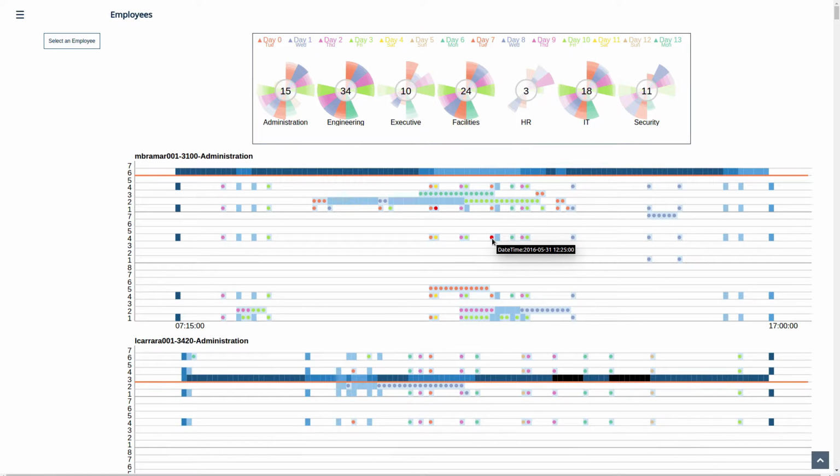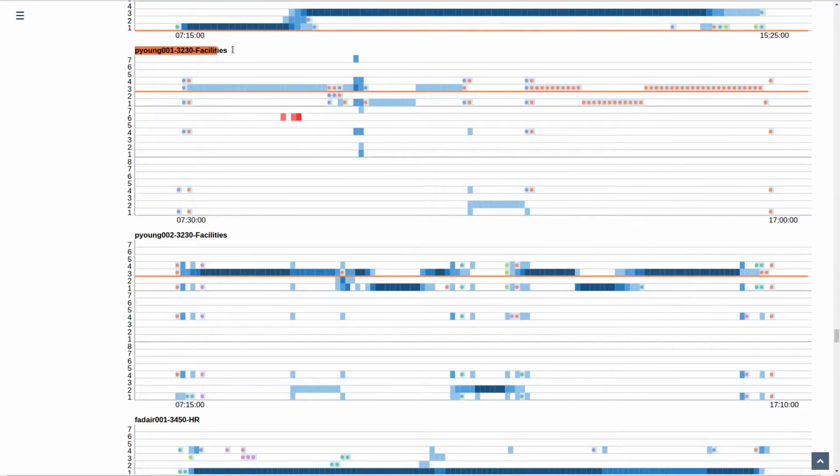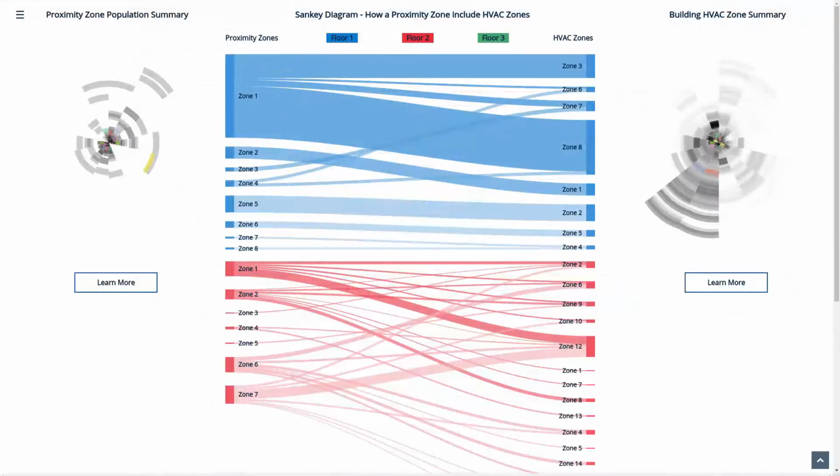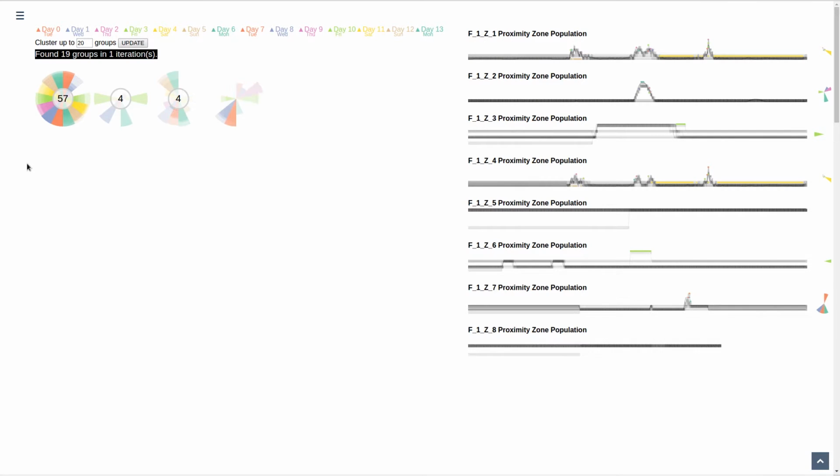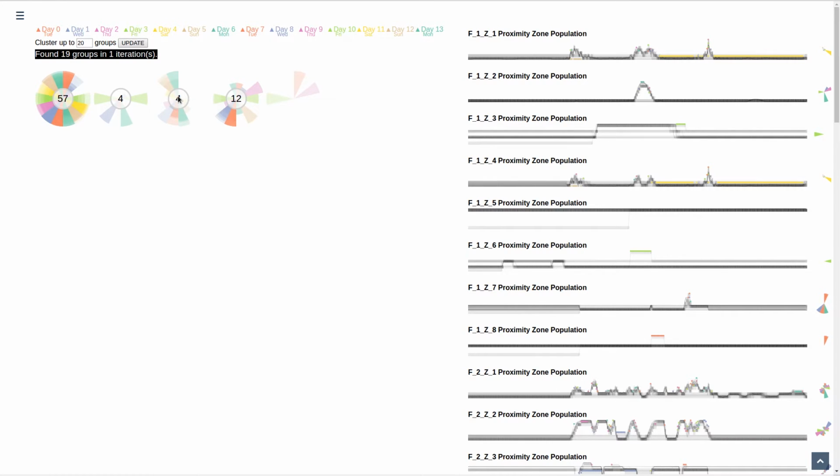If the employee only stays at the zone once, it will be marked as a dot, namely a major outlier. The data of the same employee using 2 different proximity cards are combined. The graph can easily show if 2 proximity cards belonging to the same employee are being used at the same time. With the Sankey diagram showing the relationship between proximity zone and HVAC zone, we are able to connect employees' activity patterns with HVAC sensor data.